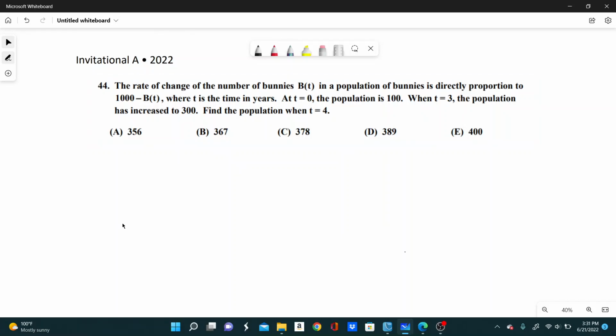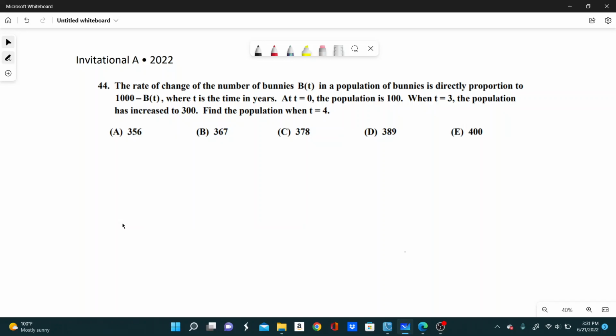Number 44. The rate of change of the number of bunnies B of t in a population of bunnies is directly proportional to 1000 minus B of t, where t is the time in years. At t equals 0, the population is 100. When t equals 3, the population has increased to 300. Find the population when t equals 4.